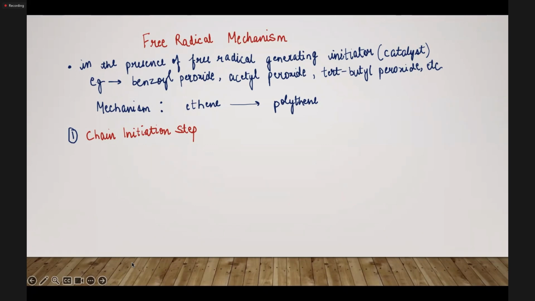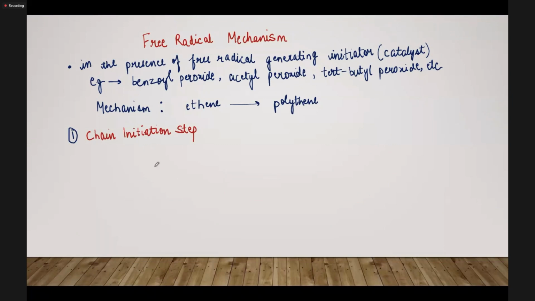ठीक है, तो ये पूरा कैटलिस्ट अपने आप में ब्रेक होता है और फिनाइल रैडिकल को जनरेट करता है, एंड दिस फिनाइल रैडिकल it adds to the ethene double bond. Because ethene is an unsaturated compound, so this phenyl free radical will add to the ethene double bond, which will generate a new free radical. ठीक है, and this is a larger free radical. ठीक है, तो if we want to write this in the form of a reaction, then it will look something like this.